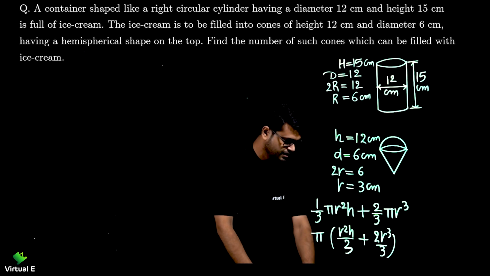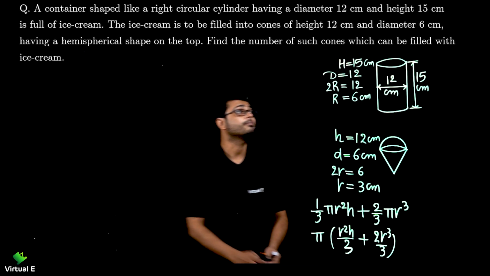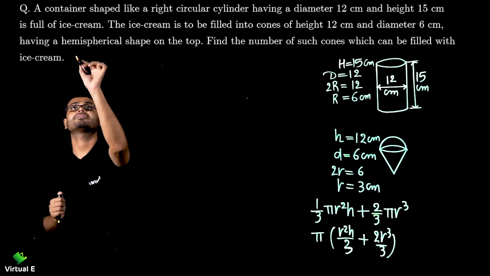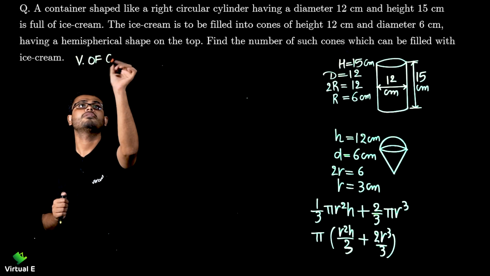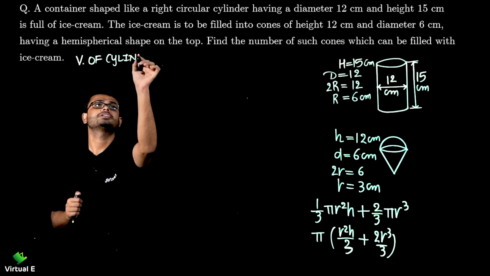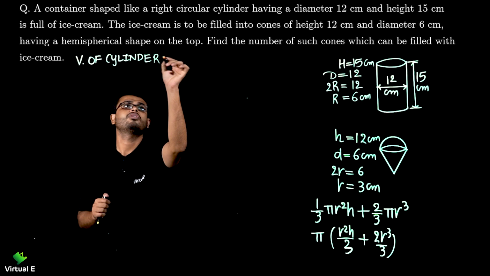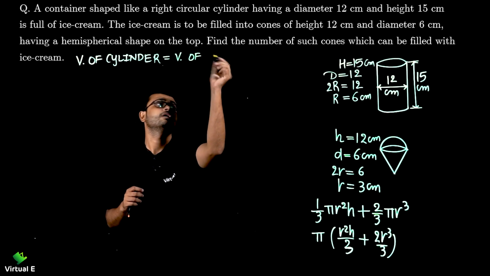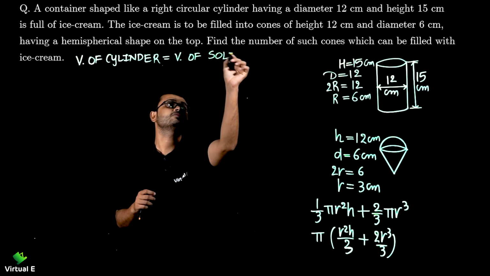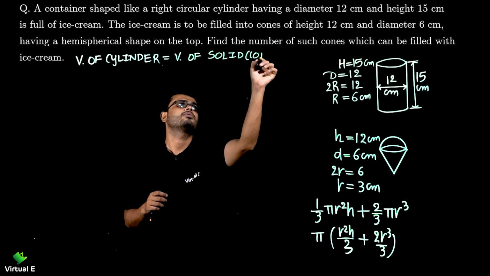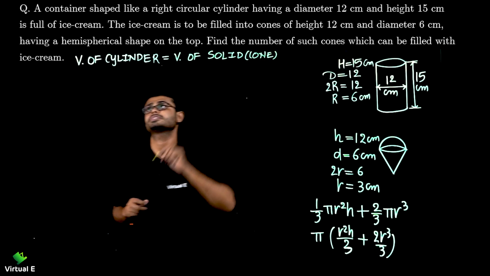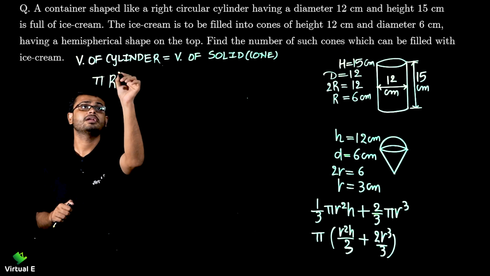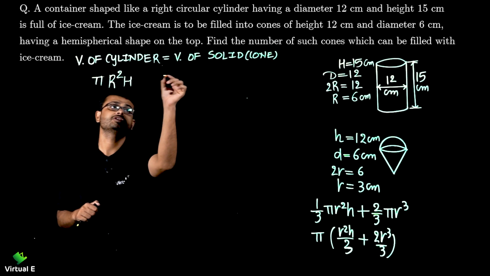Let's start with the sum. We are going to compare the formula for the volume of cylinder. Let's start with cylinder. Volume of cylinder is equal to what? Volume of, let's say solid only, because there is no specific name. Let's write cone in bracket for understanding. Cylinder, that is pi, remember capital R square and capital H as well.